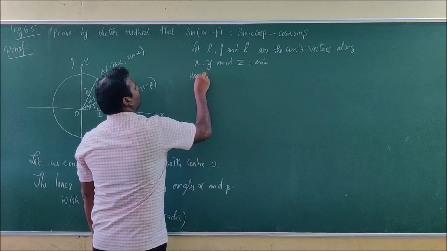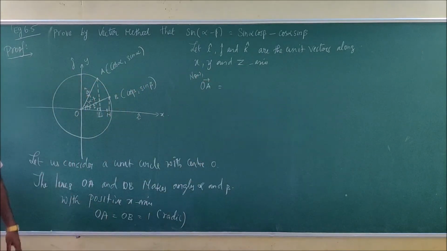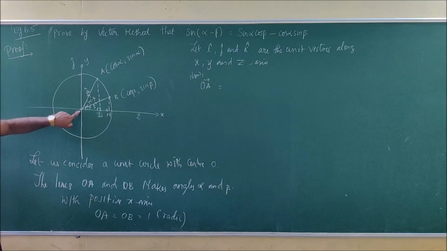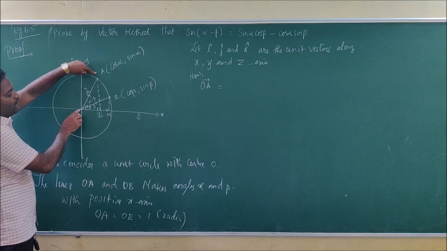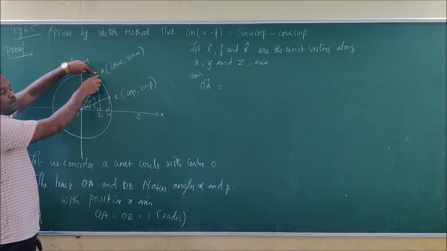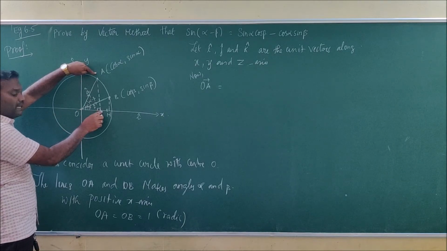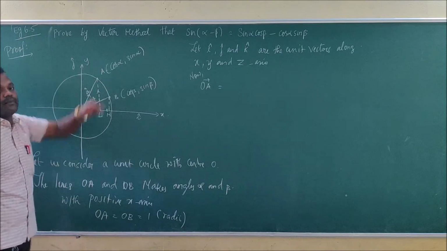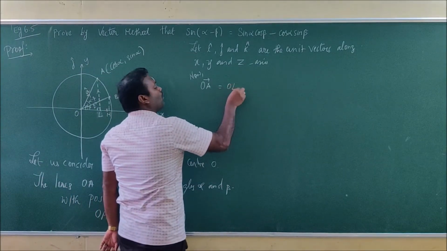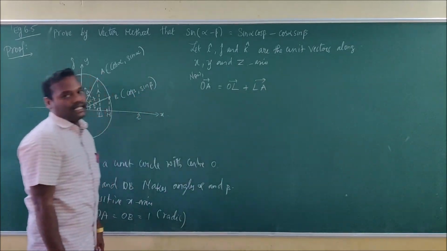First we are going to write the vector OA. Starting point is O and ending point is A. How to go? First you have to go to L, then you have to go to A. So OA vector is equal to OL vector plus LA vector.